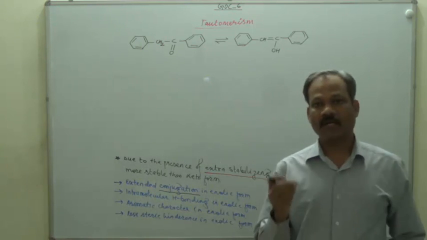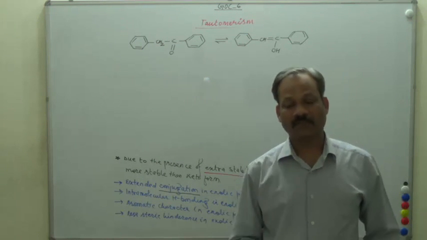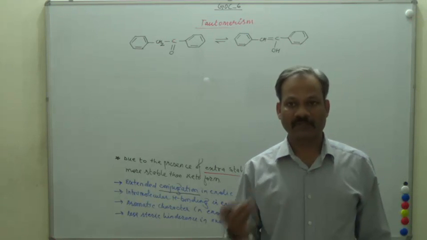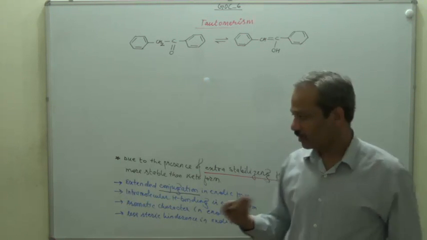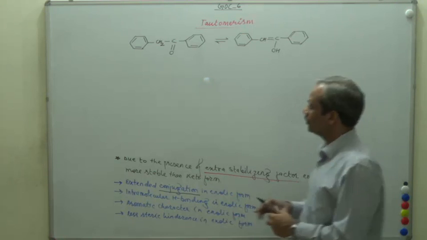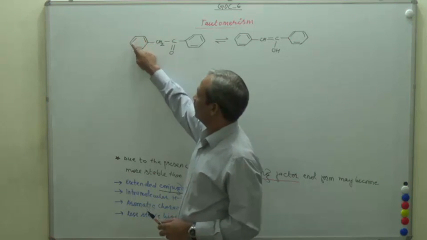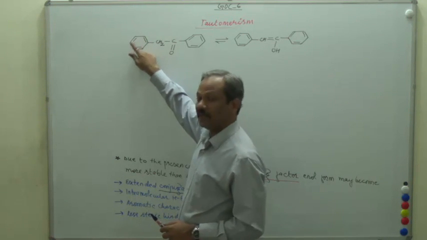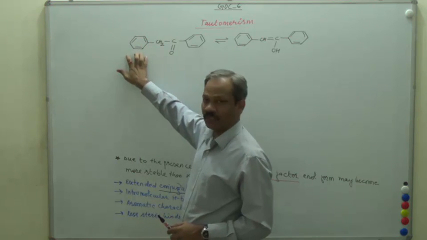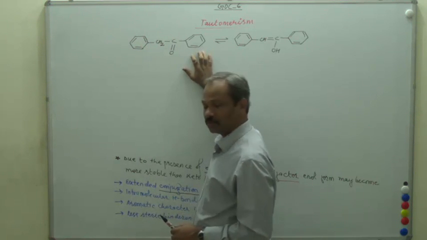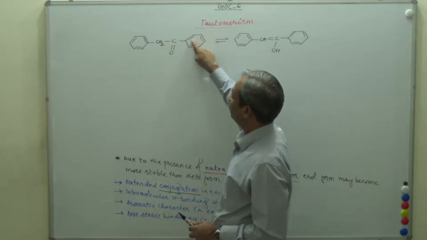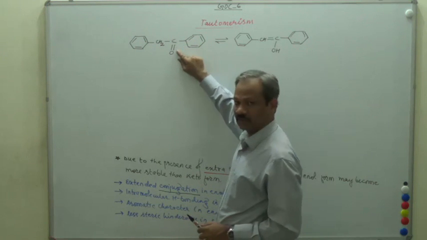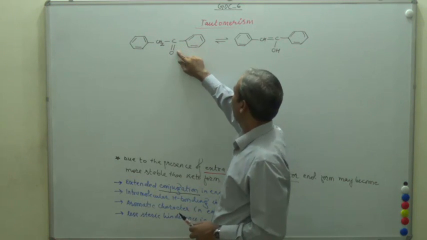Conjugation means alternate arrangement of multiple bonds: carbon-carbon double bond, carbon-oxygen double bond, and carbon-carbon triple bond. So these double bonds are alternately arranged. So here there is a conjugation. Here there is also conjugation, and this conjugation is extended with the carbon-oxygen double bond.